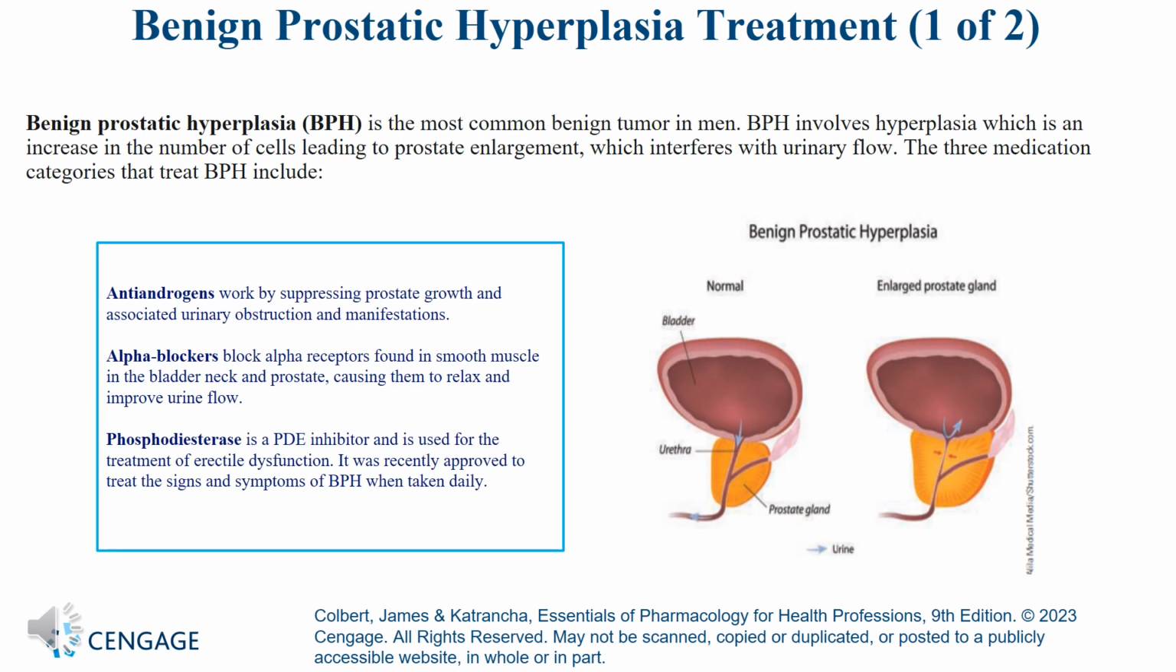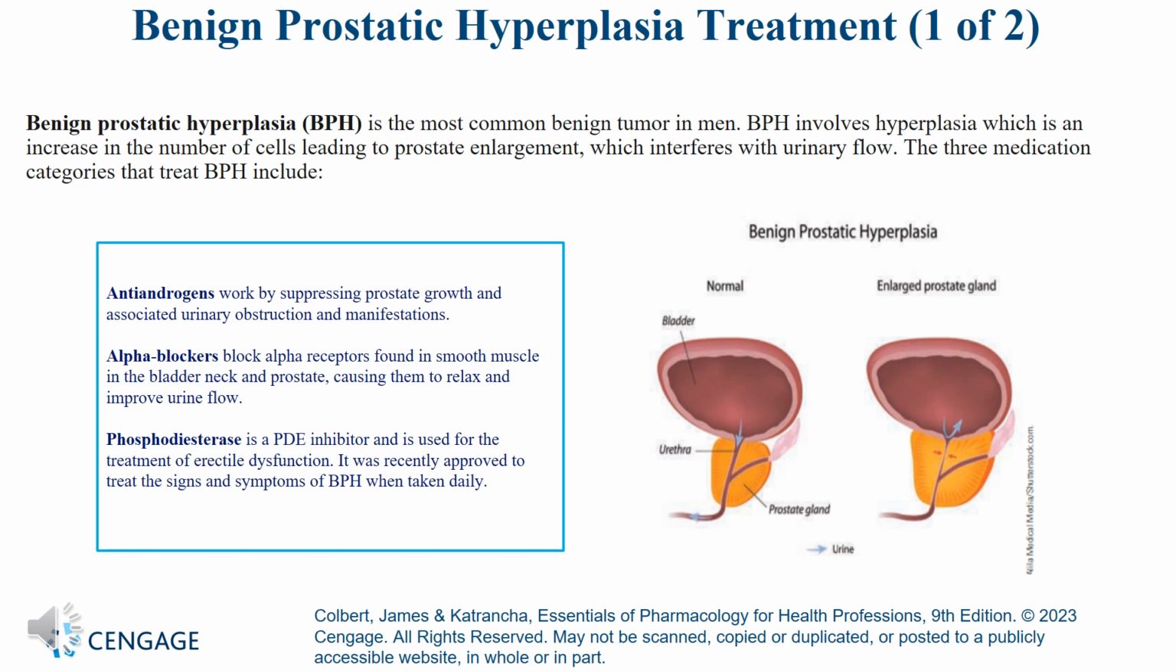Look at your choices, write down your answer, and we're going to check it at the end of the video. Okay, so we're going to talk about the benign prostatic hyperplasia treatment, which is shortened for BPH. It's the most common benign tumor in men. BPH involves hyperplasia, which is an increase in the number of cells leading to prostate enlargement, which interferes with the urinary flow.